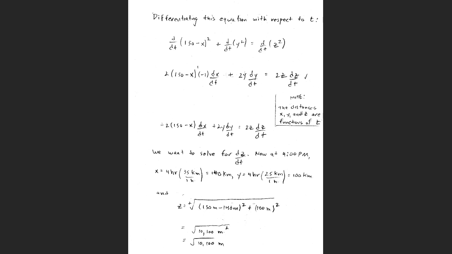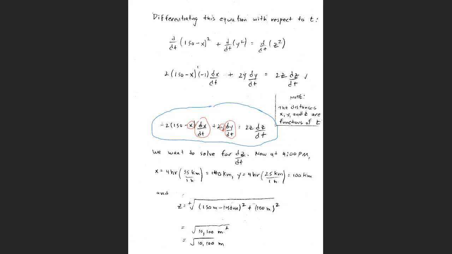So, here is our equation, and we want to solve for dz/dt. That means, of course, I need to fill in an x value, I need to fill in the rate dx/dt, I need to fill in a y value, and I need to fill in the rate dy/dt.